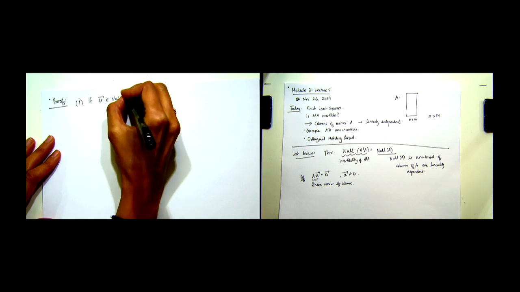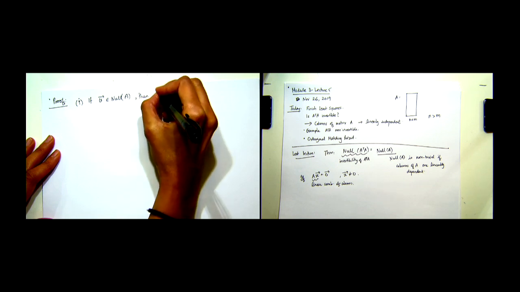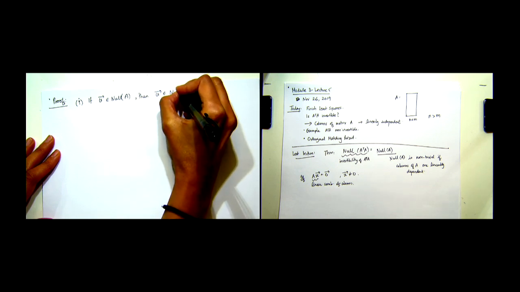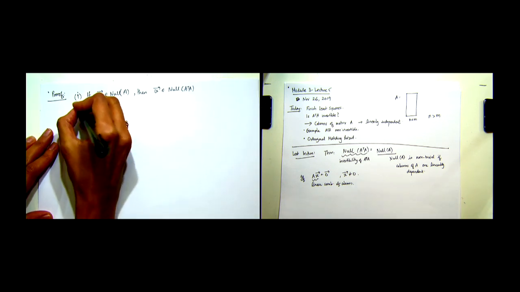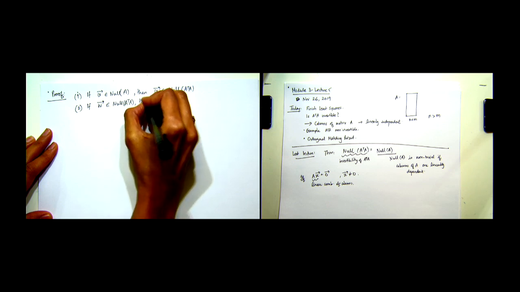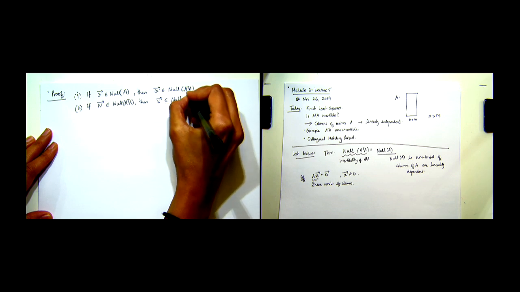The first thing we need to show is that if some vector v belongs to the null space of A, then v also belongs to the null space of A transpose A. And the second thing we need to show is that if there's some w that belongs to the null space of A transpose A, then w belongs to the null space of A.